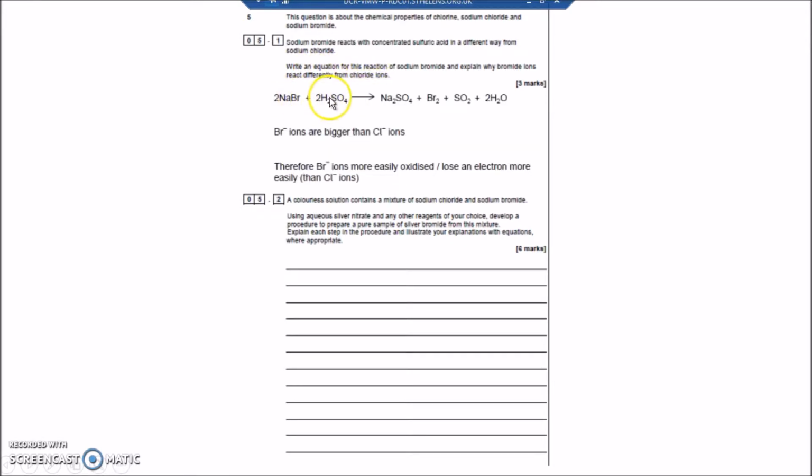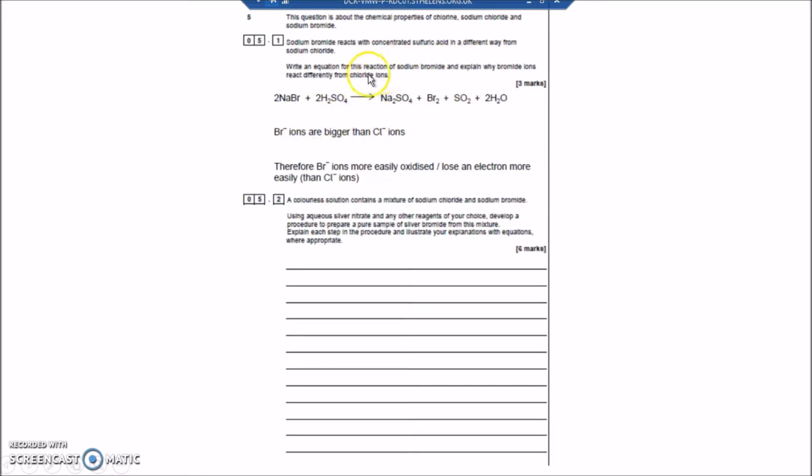So sodium bromide and concentrated sulfuric acid make something called sodium sulfate, bromine, sulfur dioxide and water. Sodium sulfate is Na2SO4, because SO4 is SO4 2-, and sodium's in group 1 and forms a 1+ ion. You'll need two 1+ ions to balance out the 2- charge on the sulfate ion. And you just have to learn that it makes bromine, sulfur dioxide and water.